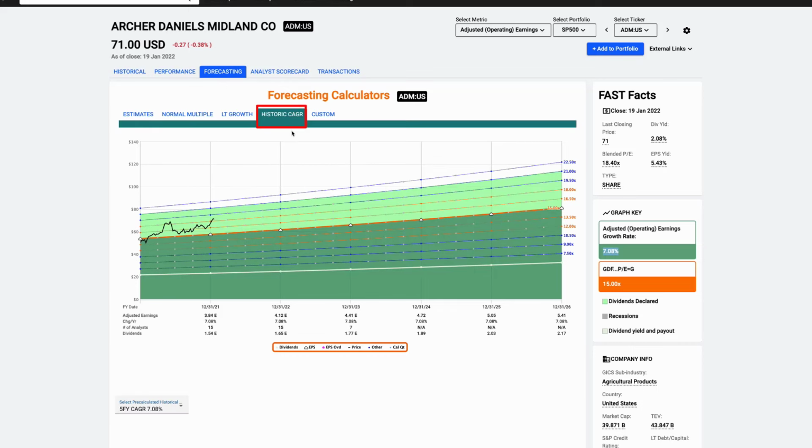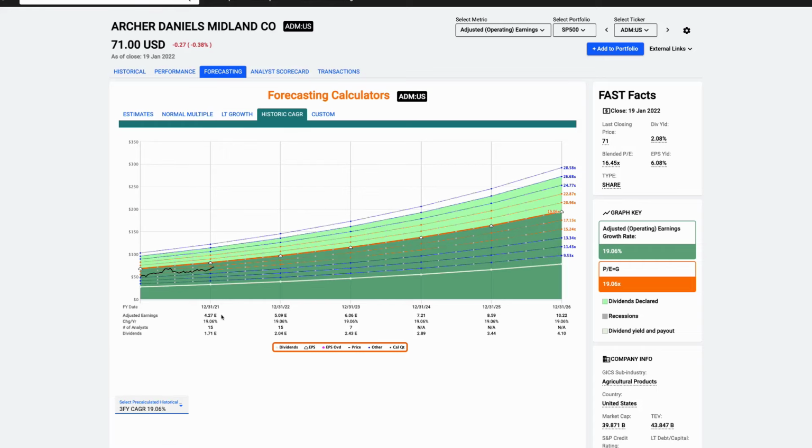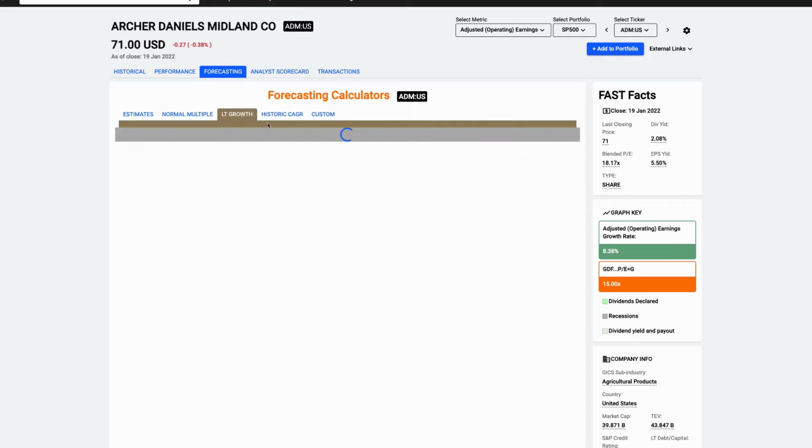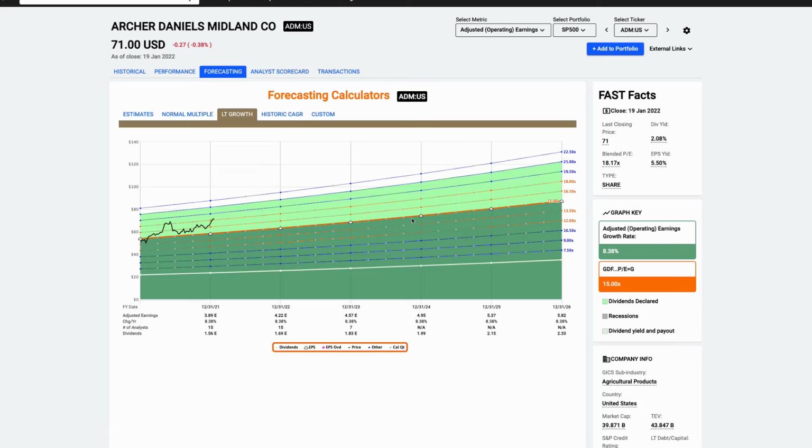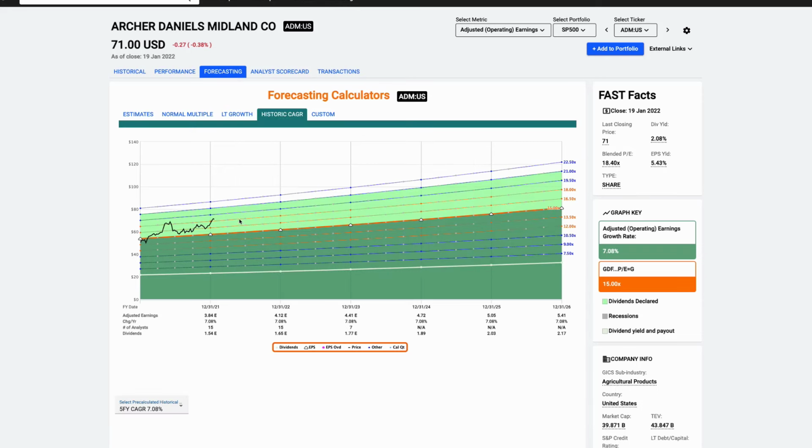Then we've got the historical compound annual growth rate, which is like the normal multiple in relation to the estimates chart, but for the long-term growth rate chart. So what I mean by that is you can then plot historical long-term growth rates and grow those by each year. So this works exactly like the long-term growth rate chart in terms of how the numbers are calculated, but instead of having the actual long-term growth rate estimate, it uses the historical compound annual growth rates that you can change and input.